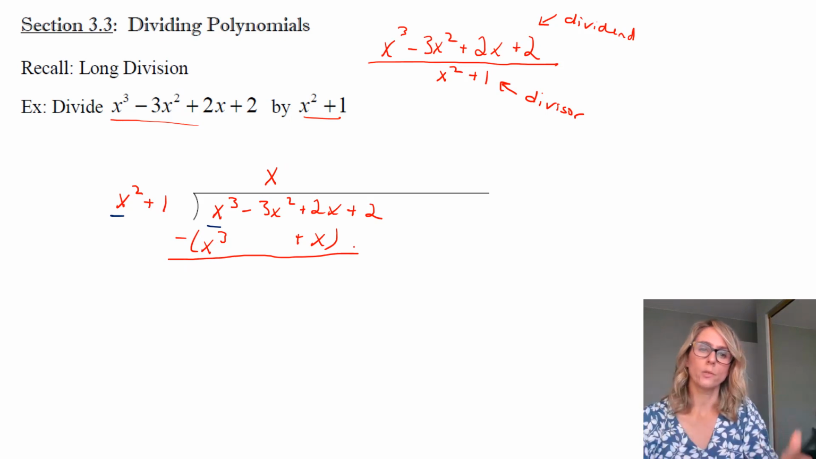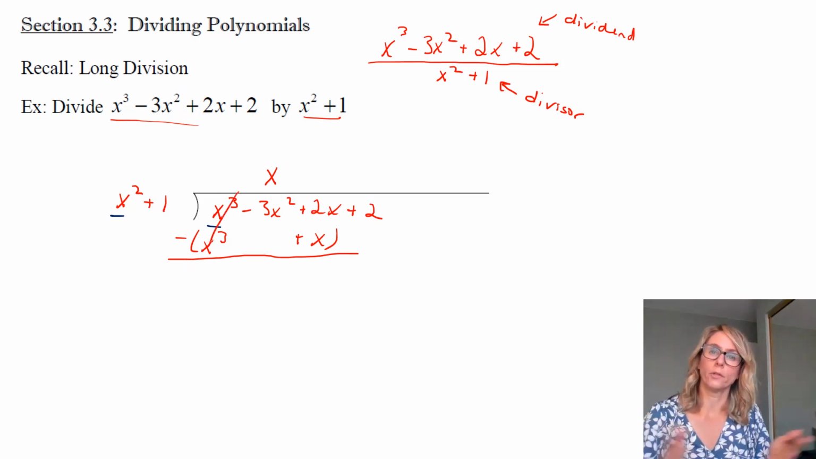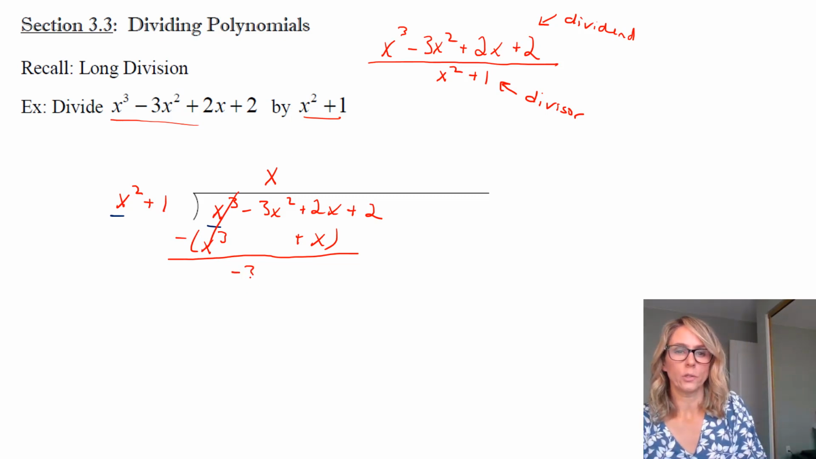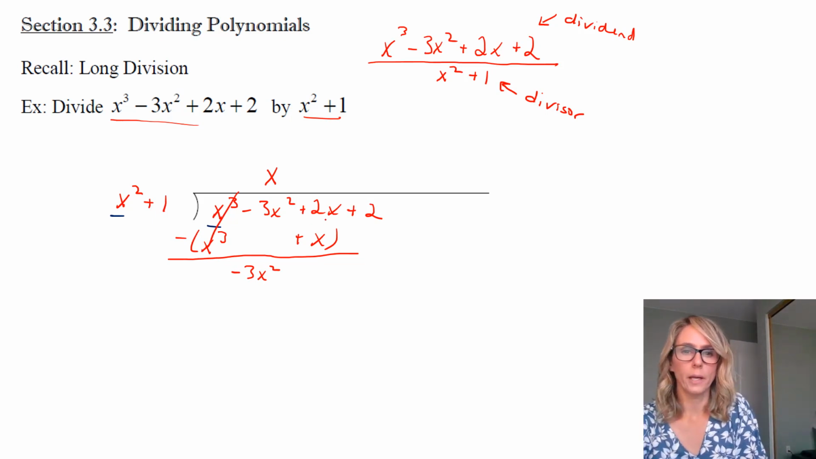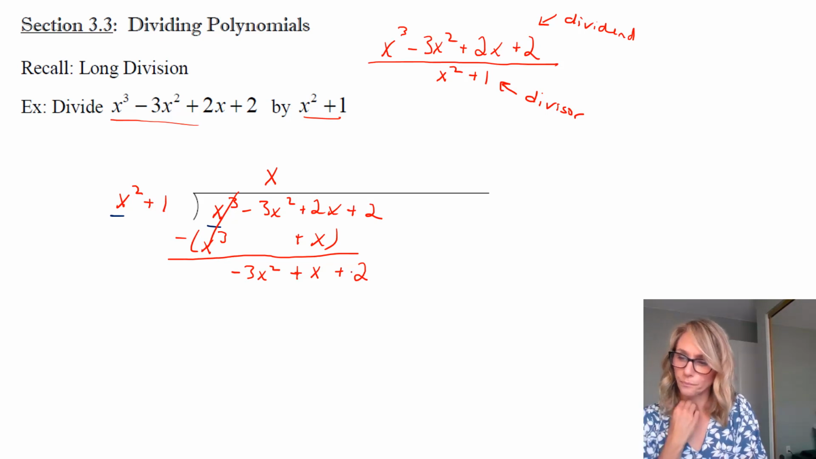And then when we subtract, you're going to notice that the first term always goes away. If you're doing it correctly, that should be gone. So now you have a negative 3x squared. And then, because I'm subtracting 0 from that, I have 2x minus x. That's just going to give you a positive x, and then you'll have plus 2.